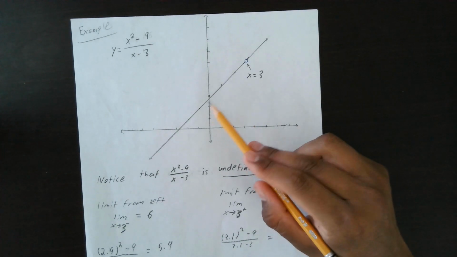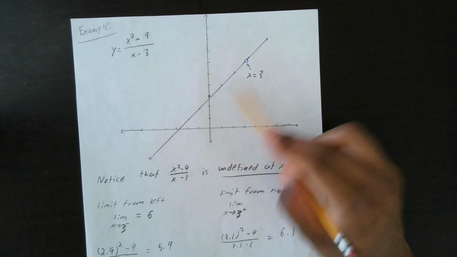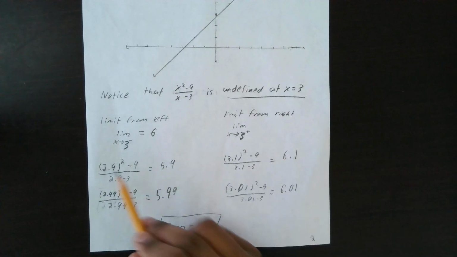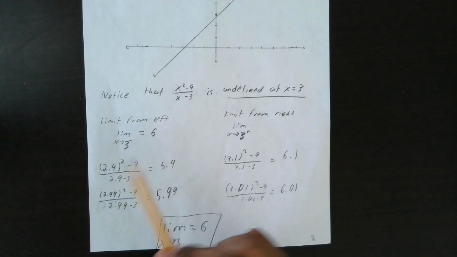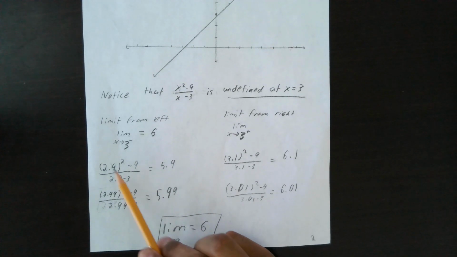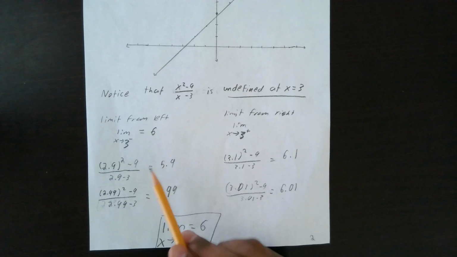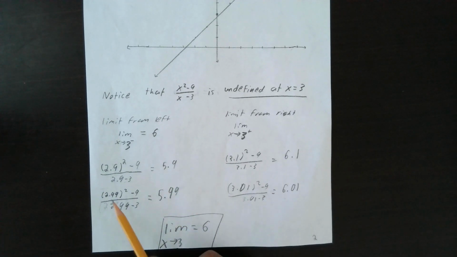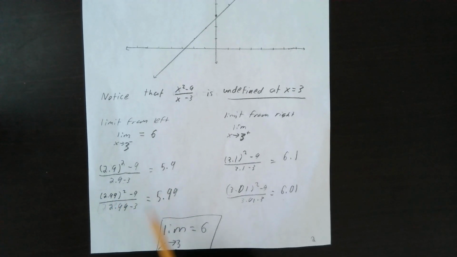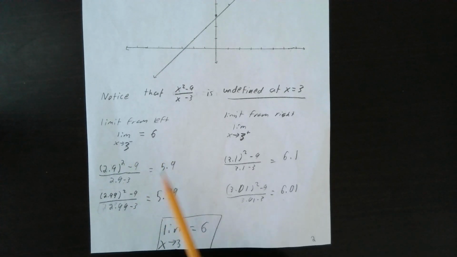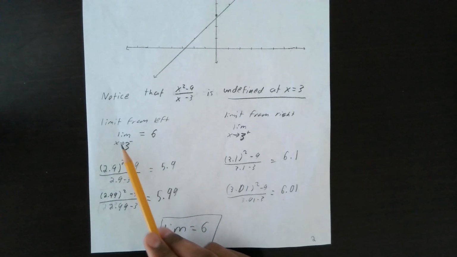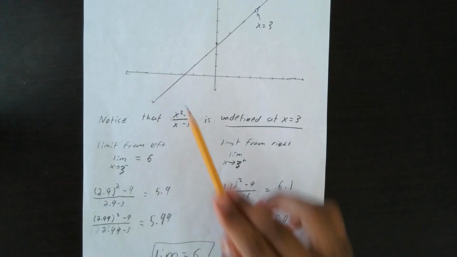But let's see what happens as we get closer and closer to x equals 3. We approach from the left. If we were to plug in, say, 2.9 for x, we get 2.9 squared minus 9 divided by 2.9 minus 3. That's equal to 5.9. If you were to plug in 2.99, you get 5.99. So we're getting closer and closer to a y value of 6. So the limit as x approaches 3 from the left side is 6.